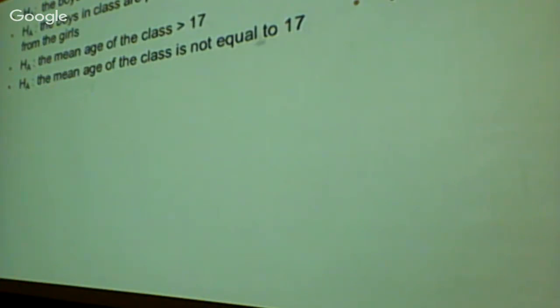So anytime I'm comparing something to an external value like 17 or something like that, this is a statistic, and I'm looking for a parameter. See if my parameter is different from my statistic. So this is an example of inferential statistics.